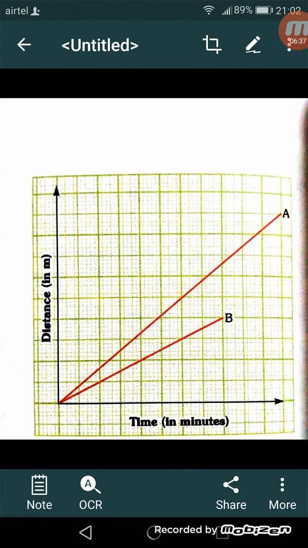Now this is the next graph. This is also representing the distance-time graph for two objects, A and B, which are moving with uniform speeds. What you can interpret from this graph is that we can see clearly that object A is moving faster than object B. So this type of information we can collect from this type of graph. This line graph clearly represents that the speed of A is much higher than B, and both A and B are moving with uniform motion.